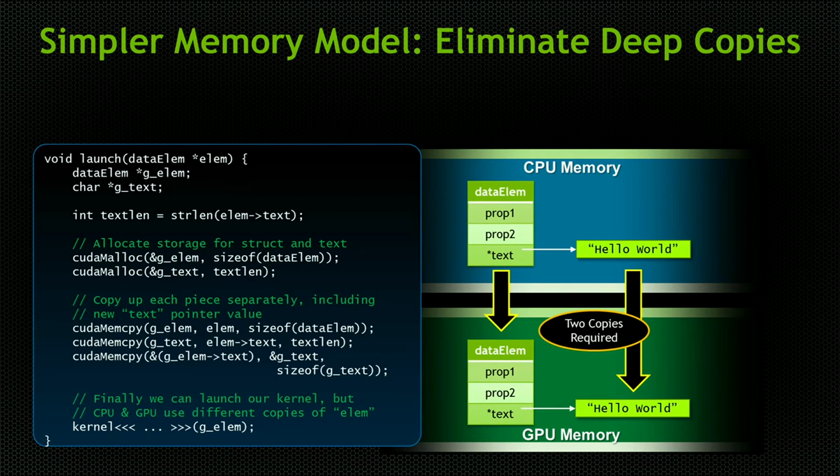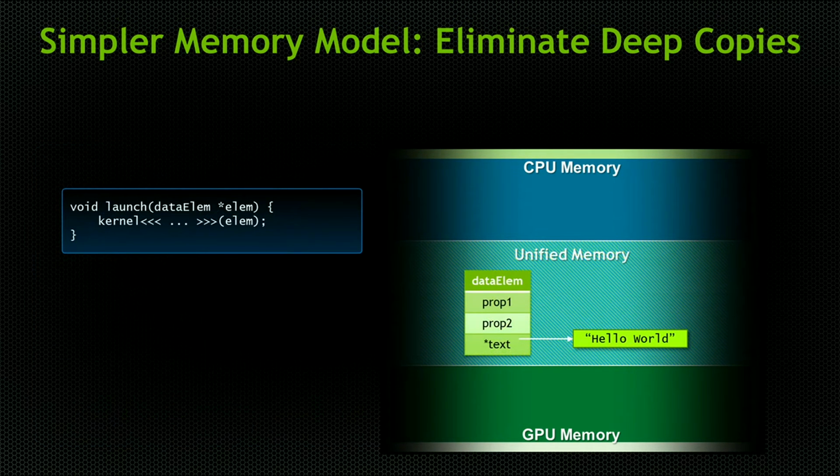Well, with unified memory, of course, if we allocate all this data in unified memory, then either the CPU or the GPU can access it from a single pointer, and we just have to launch the kernel. We don't have to do any explicit copies ourselves. The CUDA runtime manages that for us.